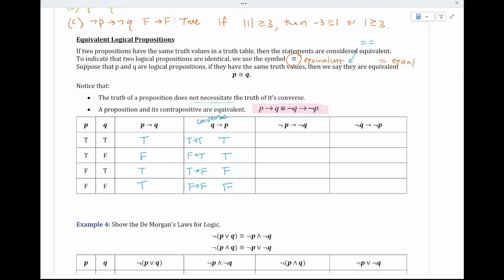Next up, we have not P implies not Q. This is the inverse. So let's see, not P is false implies false. That's true. False implies true. That's also true. True implies false. That's the one that's false. And true implies true. That one's also true. One thing I'm noticing is that this one and this one are the same. Oh, they should be the same. This should be true. Did I say true and read the wrong thing? Hopefully. These two are actually the same.